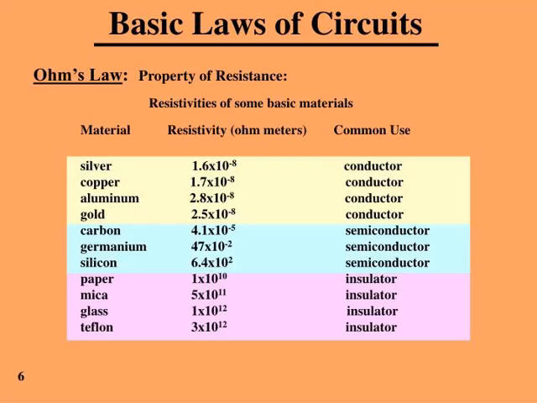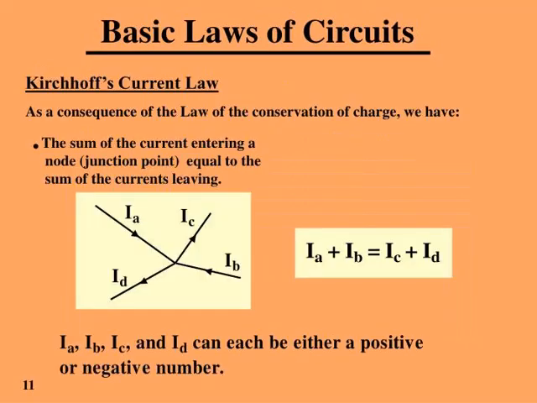If you consider a conductor, for example gold, it has a resistivity of 2.5 into 10 to the power of minus 8. For a semiconductor, for example germanium, it can have a resistivity of 447 into 10 to the power of minus 2. And for an insulator, for example Teflon, it would be 3 into 10 to the power of 12 ohm resistivity.